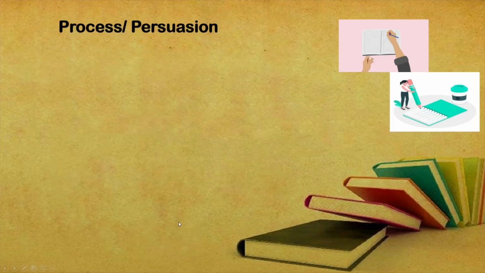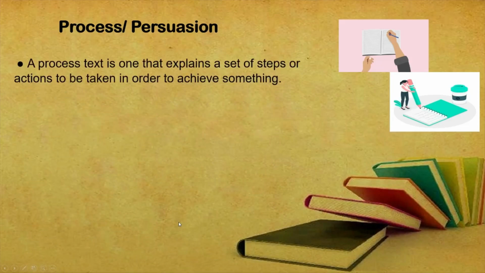Next, let us know first what is process and what is persuasion. A process text is one that explains a set of steps or actions to be taken in order to achieve something. So, in a process text, class, you need to be very clear about what you want your readers to actually do. And also, since you are dealing with instructions here, you need to be concise. Long and complicated instructions make for a very confusing text. So be sure to avoid that.